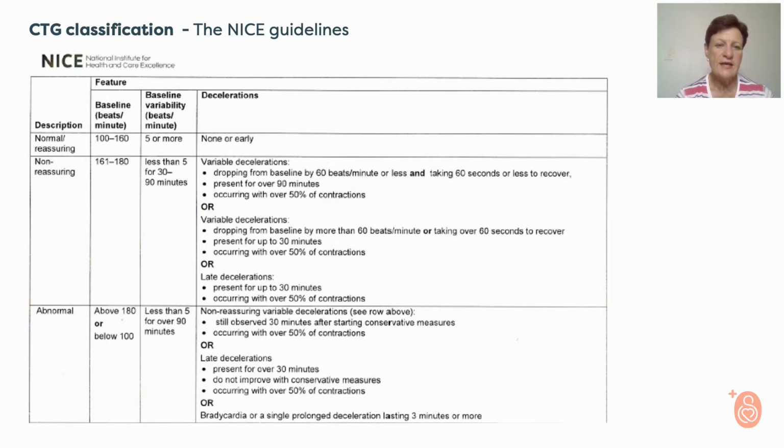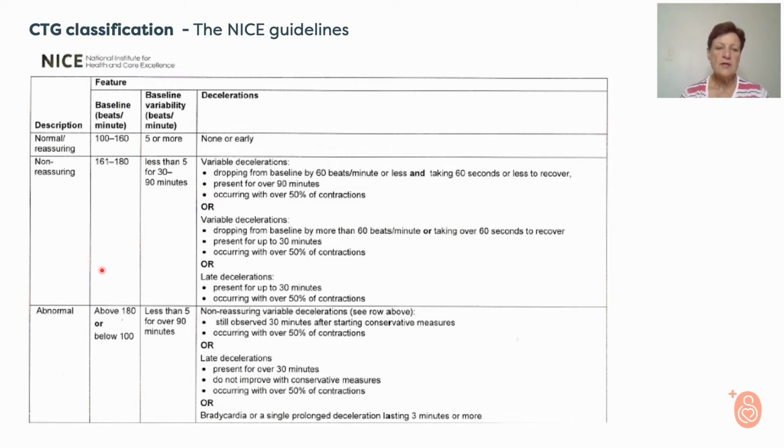There are, for example, NICE guidelines on the management of the first and second stage of labor, the third stage of labor, etc. So these are the guidelines on the characteristics of the CTG. They've also used the different characteristics of the fetal heart that we're talking about a lot, the baseline, the variability and the decelerations. And they have categorized them into normal or reassuring, non-reassuring and abnormal categories.